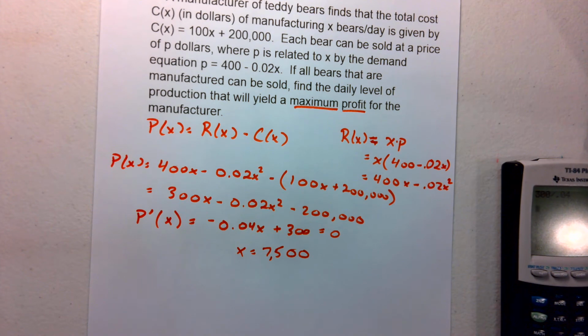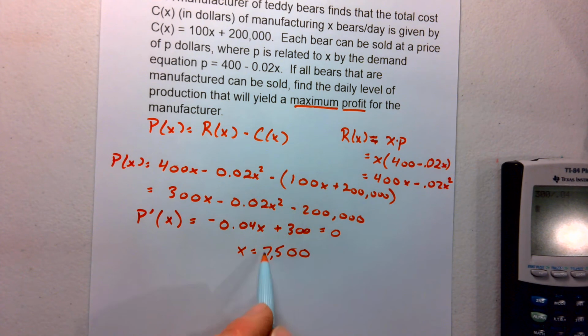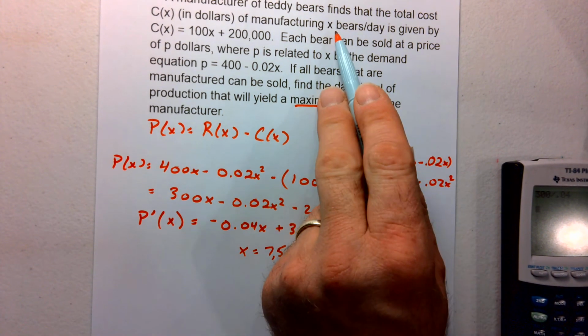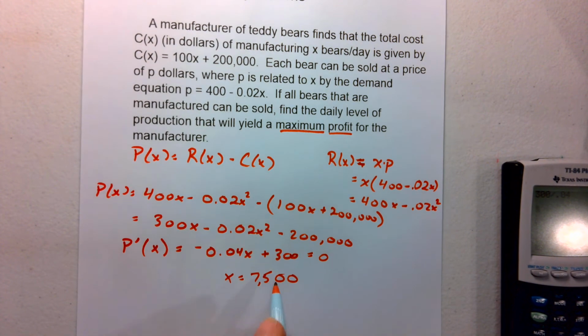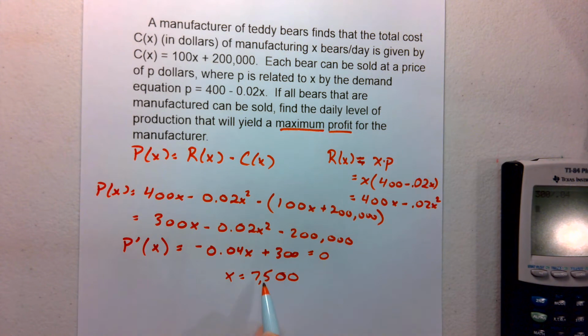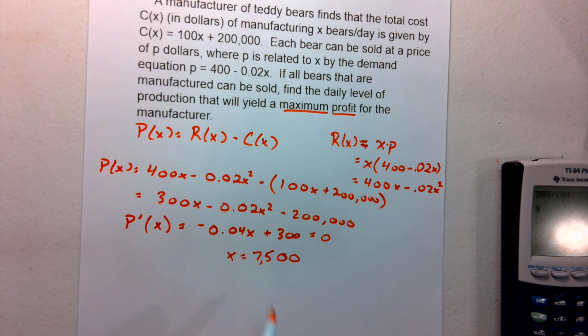So what does that mean? That means we have 7,500 units, because x is the number of bears per day. So we're going to produce 7,500 bears. Well, is this a maximum? Is this a minimum? Generally, with all of these problems, the number that we get out is going to be our answer. But we do want to check this. So how can we check that this is a maximum?